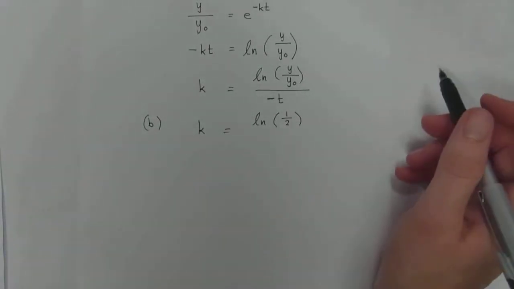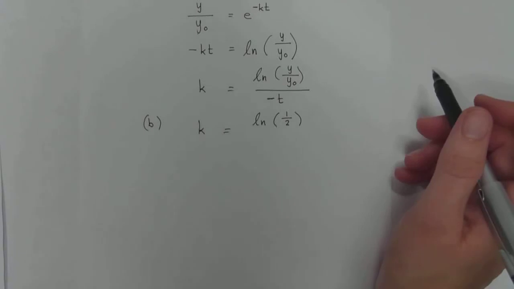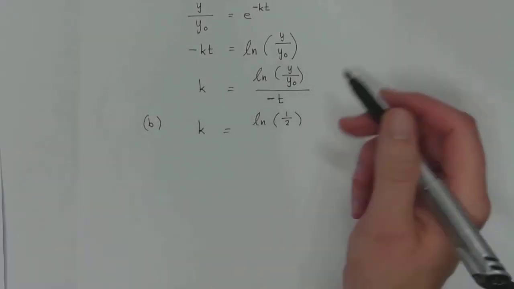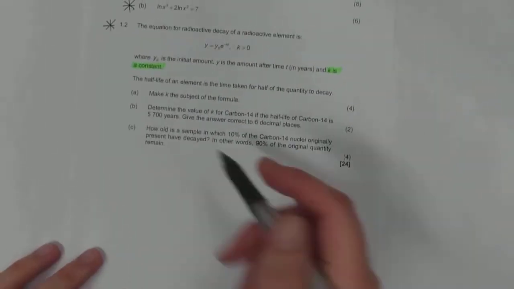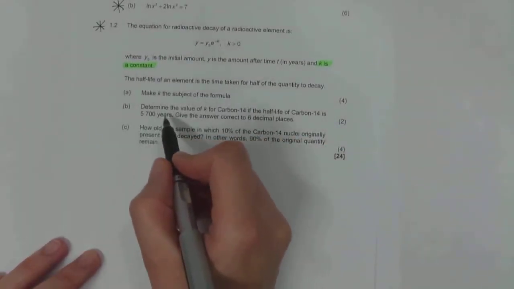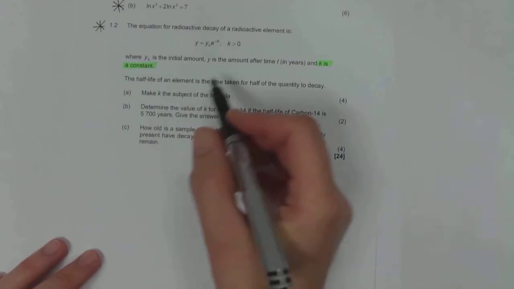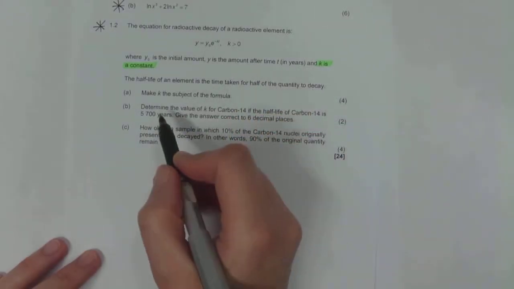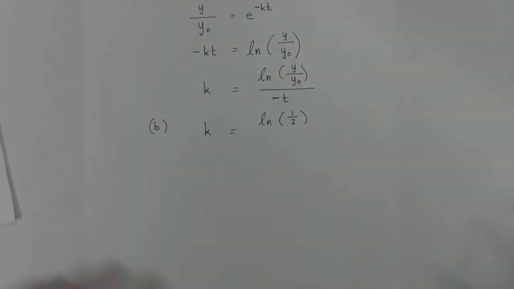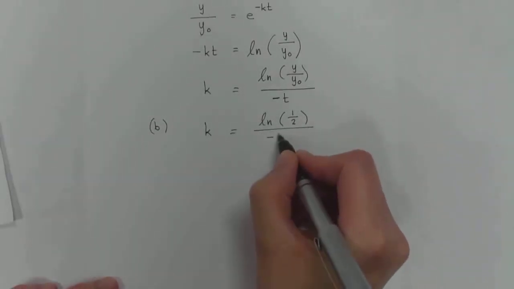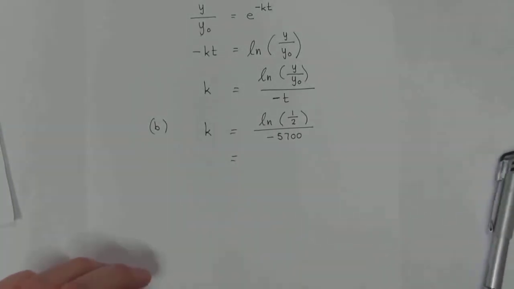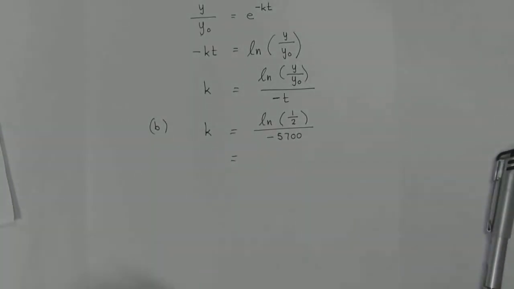Okay. Then they also give me the information, and they say the half-life of this carbon element is 5,700 years. Here it is. So that information, the half-life is 5,700 years. And that, logically speaking, is t, because they told me time in years. So t is 5,700 years. So I'm going to substitute that t with 5,700. There you go. Great.